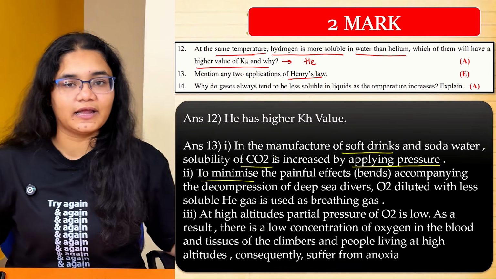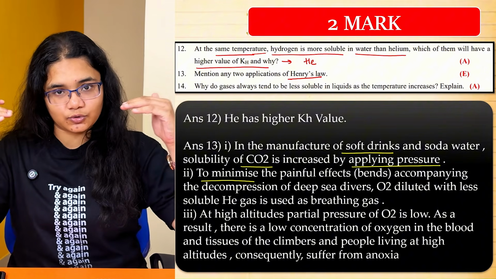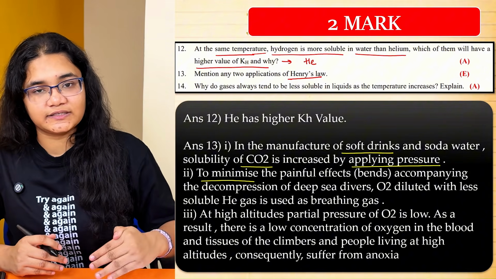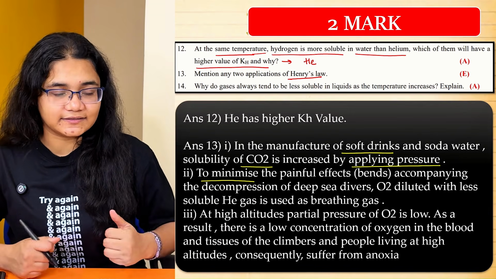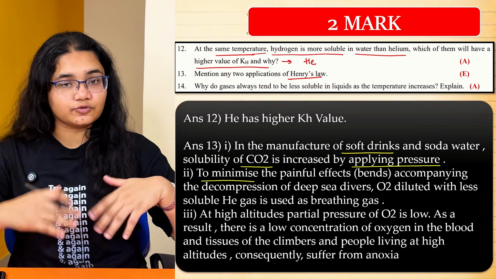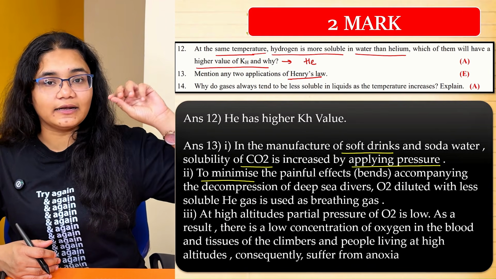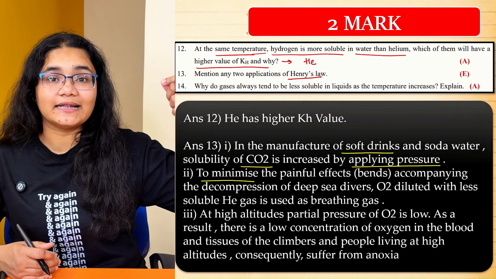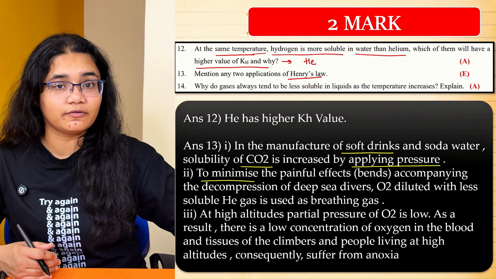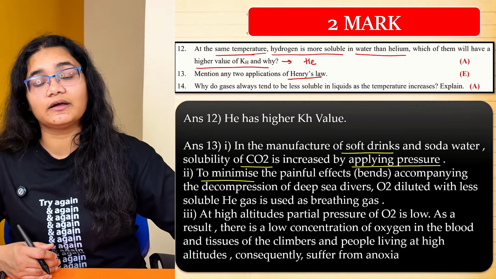Next is scuba diving, right? What happens when scuba divers go deep down the oceans or seas? The pressure increases, so the solubility of gas in their body increases. What happens when they come out? The solubility keeps on decreasing, and the nitrogen gas which is dissolved in the blood comes out in the form of bubbles, and these bubbles can block your vessels and cause a medical condition, bends.